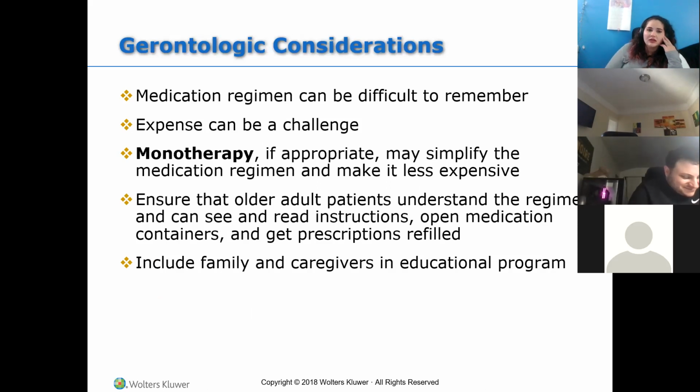Okay, we got medication regimen that can be difficult to remember for elderly patients. Expenses can be a challenge. Monotherapy, if appropriate, may simplify the medication regimen and make it less expensive. So just being on one drug instead of multiple. Ensure that older patients understand the regimen and can see and read instructions, open medication containers, and get prescriptions refilled. Include family and caregivers in educational program. Pretty straightforward stuff there.